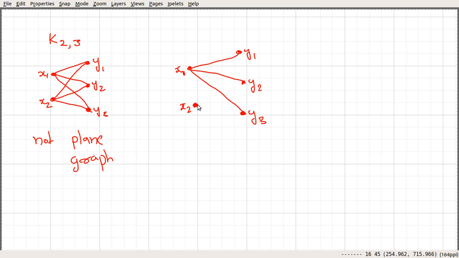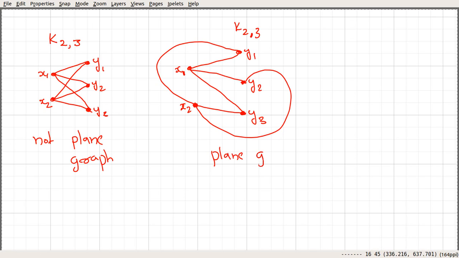I think we could add this edge from x2 to y3, and we need to add two more edges between x2 and y1 and y2. We could draw something like this. We could introduce this edge in this way, and the other edge in this way. So this is another drawing of this graph K2,3, and this is a plane graph. Here we can see that no edges cross each other, and that says K2,3 is a planar graph.